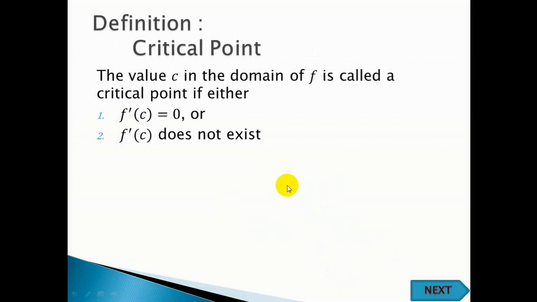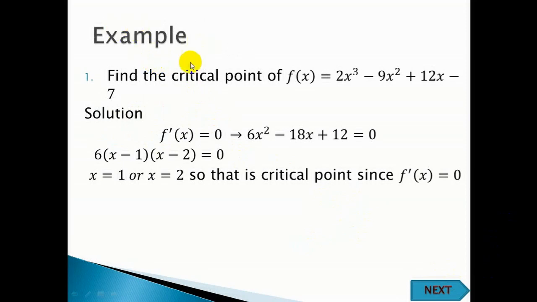Definition of critical point: a value c in the domain of f is called a critical point, where c is a constant. So if you want to get the critical point, the first derivative should be 0, or the derivative at c doesn't exist. Okay, remember.